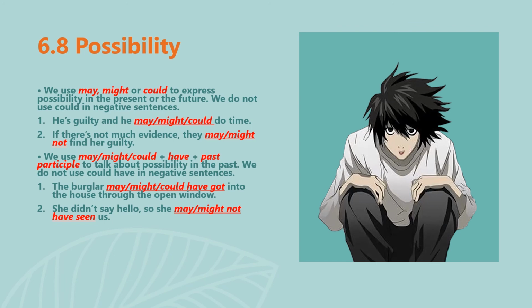Another example for the negative sentence. She didn't say hello, so she may not have seen us. She didn't say hello, so she might not have seen us. Okay, may atau might kena ada. Not is indicating the negative, have fixed, and then seen the past participle verb. Verb change ikut whatever action it is going on.